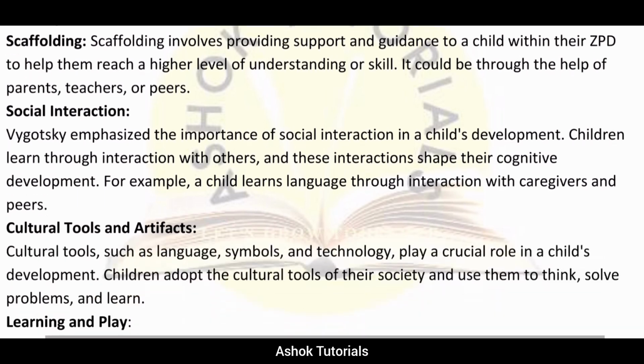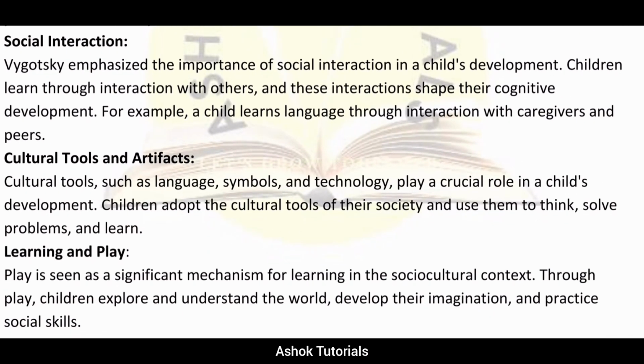Now, social interaction. Vygotsky emphasized the importance of social interaction in a child's development. Children learn through interaction with others, and these interactions shape their cognitive development. For example, a child learns language through interaction with caregivers and peers. Of course, social interaction is very important, which means everybody should interact in society. As we know, man is a social animal, so we learn from the society in which we live. Children learn languages from the caregivers, parents, teachers, whoever they are interacting with.